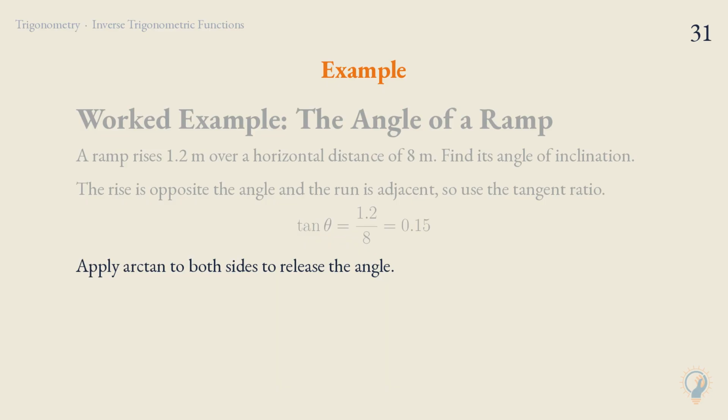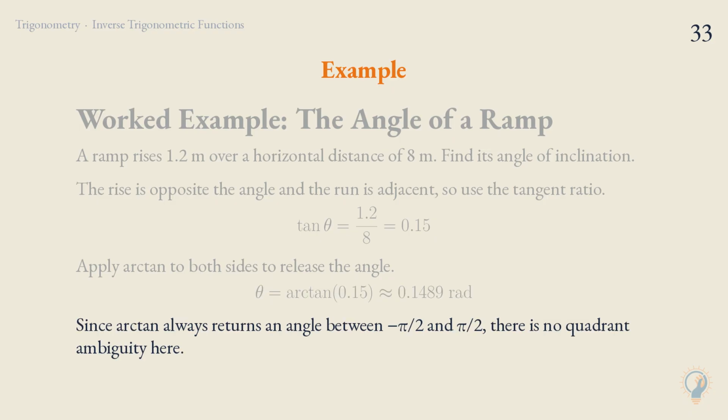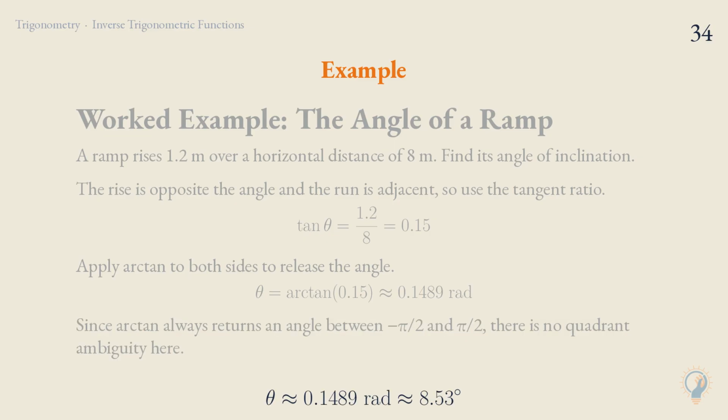Apply the arctangent to both sides to release the angle. Theta equals the arctangent of 0.15, which is about 0.1489 radians. Since arctangent always returns an angle between -pi over 2 and pi over 2, there is no quadrant ambiguity here. So theta is about 0.1489 radians, or about 8.53 degrees.